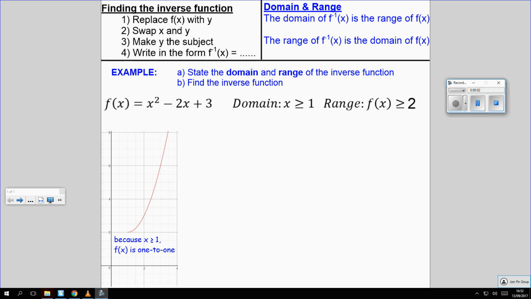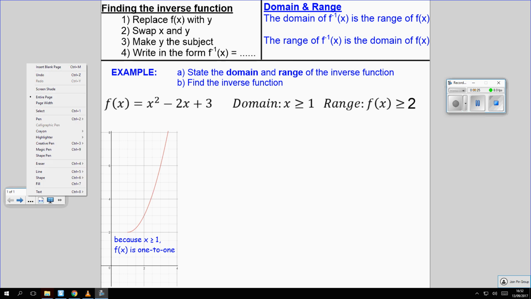In this video, I'm going to talk about how to invert a quadratic function like x squared minus 2x plus 3. At the top of the screen, I have made some notes about how to invert a function in general and how the domain and range of a function works. So if you need to, pause the video and familiarize yourself with the facts at the top there.